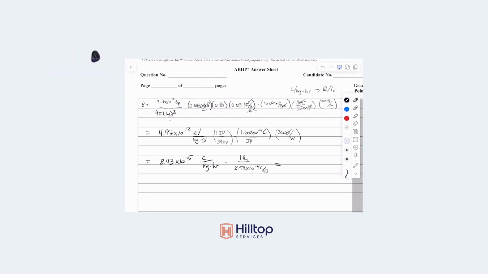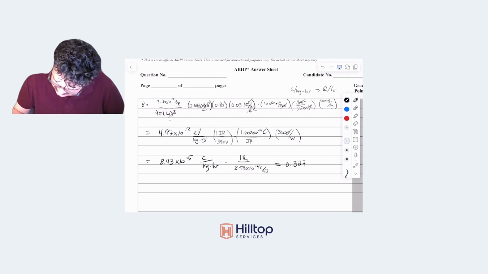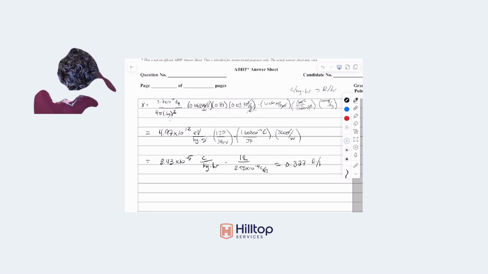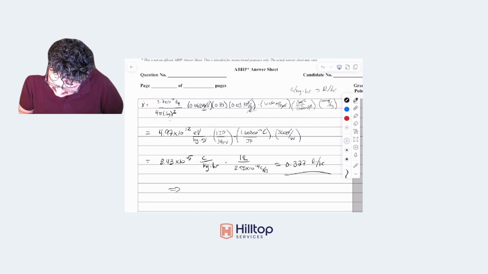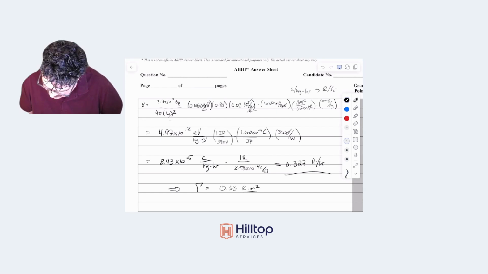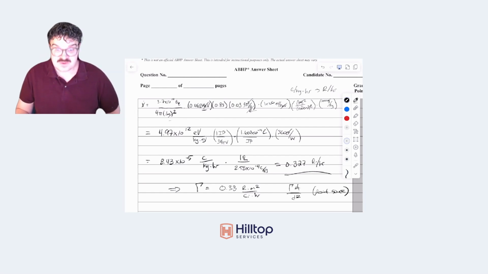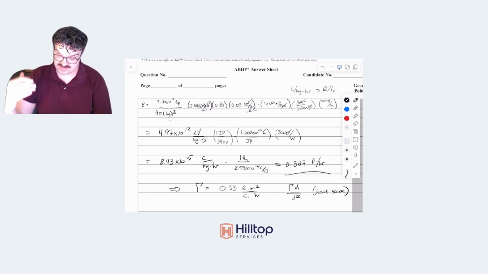And what do we get? We get 0.327. And this will be in R per hour. All right, there you have it. So the last step is just to make the note that now that you've done the calculation, gamma in this case will be 0.33 R meters squared per curie hour. And you're free to use this in gamma A over D squared for a point source or whatever you need to from there. So really what it comes down to is just calculating that exposure rate.